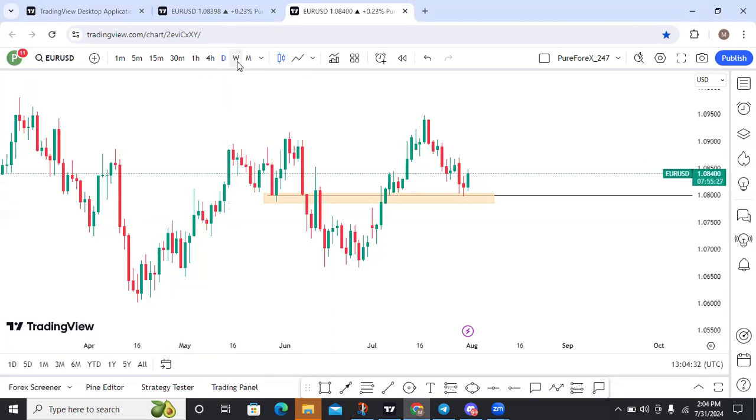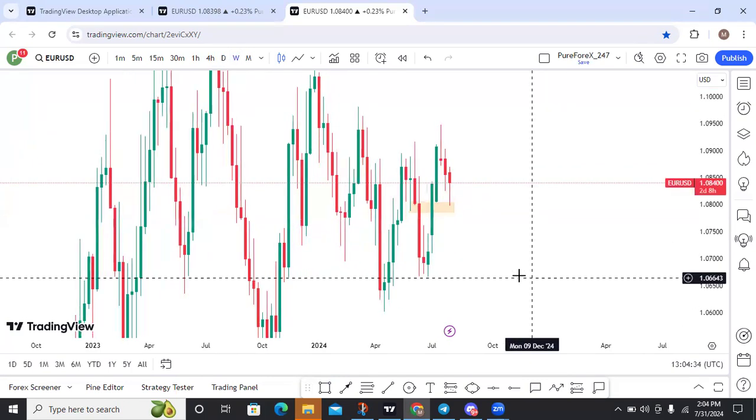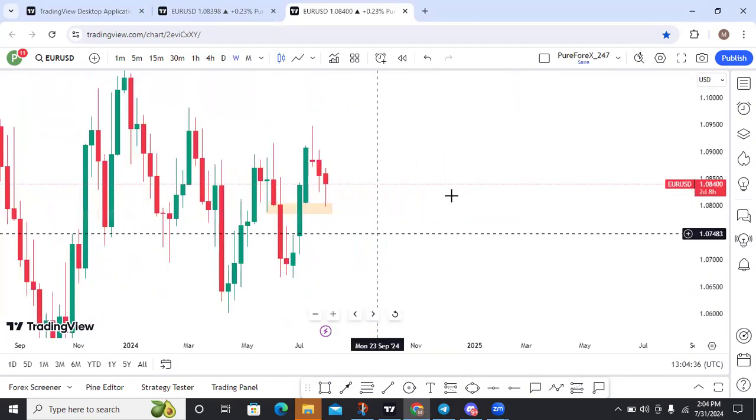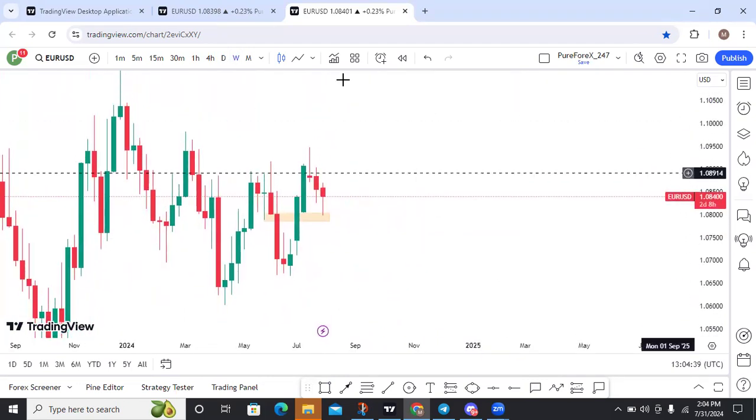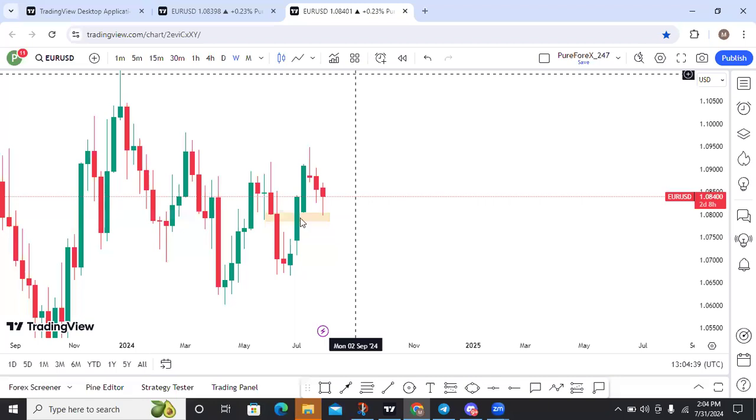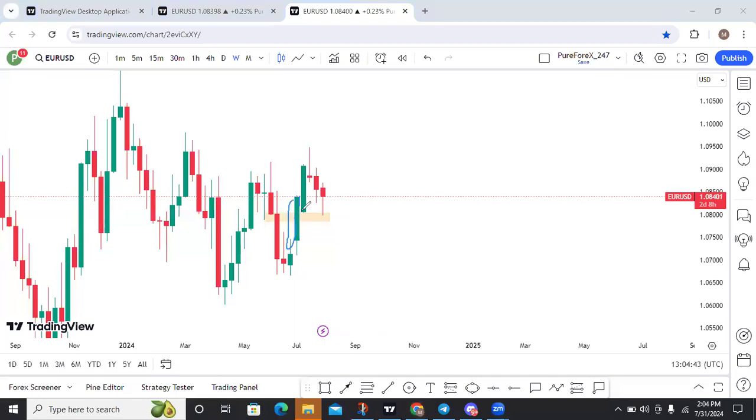So let's get to the weekly. If you come to the weekly, you see that these two big momentum candles are actually a double Marubozu, right? This is a big momentum candle that was pushing the market up impulsively, and right now the market has retraced back.